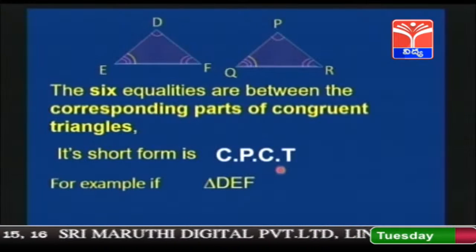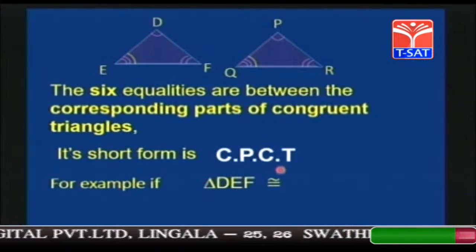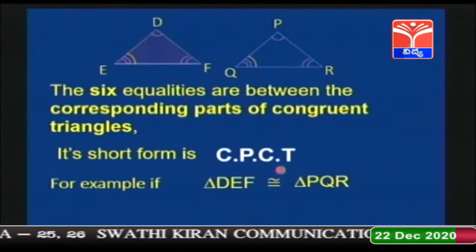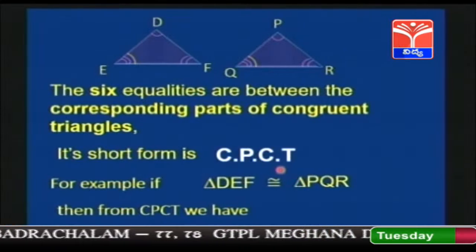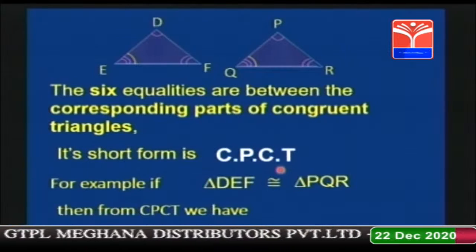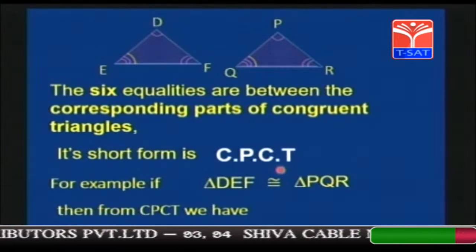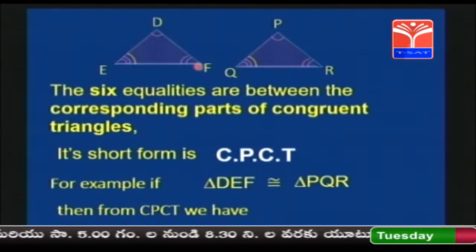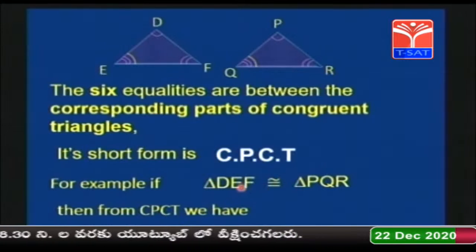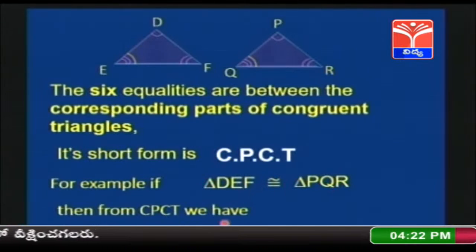For example, if triangle DEF and triangle PQR are congruent, what do we have from CPCT? Two triangles are congruent, then the 3 pairs of corresponding sides are equal, meaning I can select any one side. See children, once again, if two triangles are congruent, then the corresponding 3 sides are equal. Among the 3 sides, I can select any one side. So here I am selecting the side EF. Observe in the picture, EF corresponds to QR. So EF equals QR.